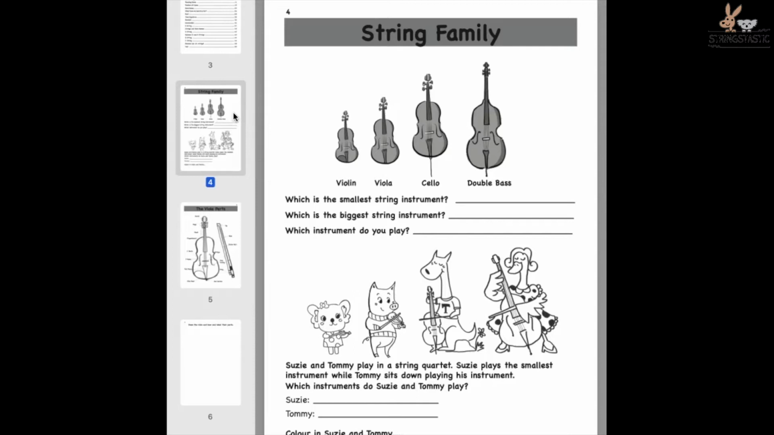However, the way I explain is this. Viola is the name of a person. This is a viola. So say it with me, viola. Cello. Say it with me, cello. Because some students are going to say cello, right? Or double bass. No, double bass. Say it with me, double bass.